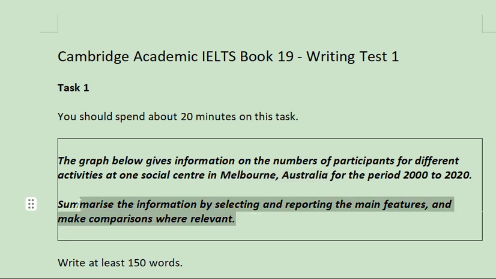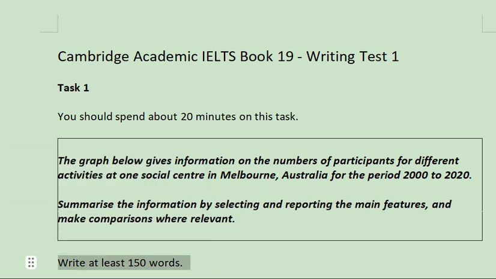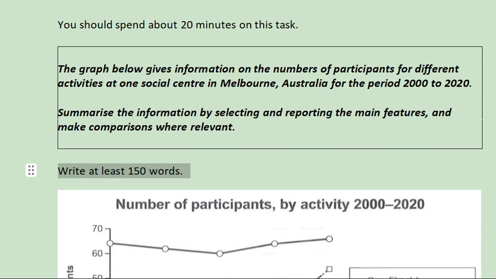And then this section, summarise the information by selecting and reporting the main features and make comparisons where relevant. This is always the same. And then notice at the bottom, write at least 150 words. So it could be more than that, but not less than that. Now let's have a look at the graph that we're going to be describing.